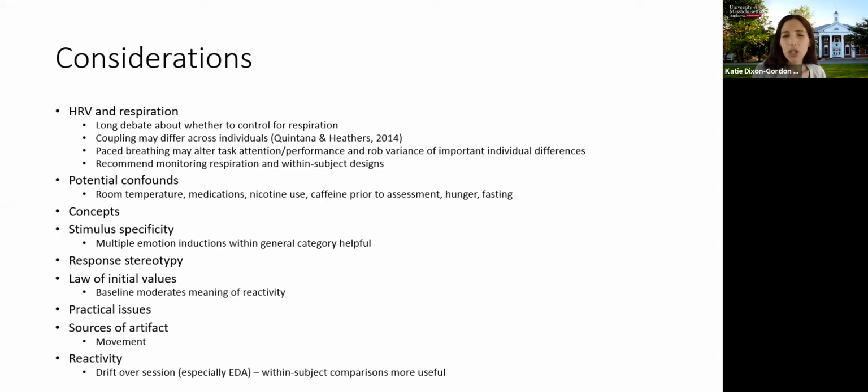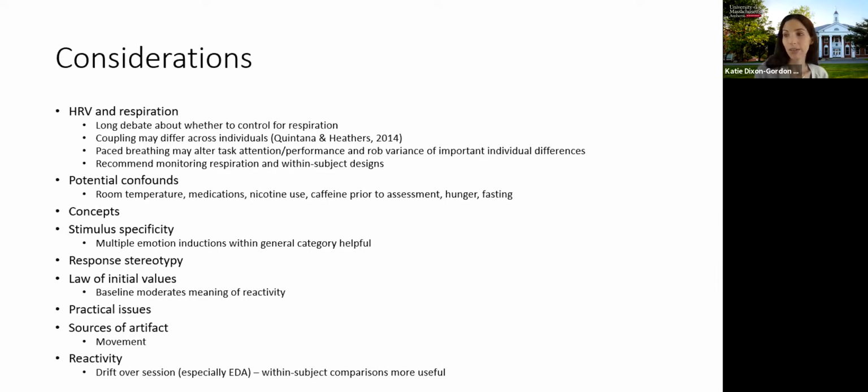Some of the more nuanced questions, I alluded to this much earlier, is looking at HRV and respiration. There's been a long debate as to whether we should be controlling for respiration. I will say, I usually measure respiration and examine it and look at correlations. I've actually never found that respiration is strongly correlated with HRV in my samples. So it's useful, I think, to monitor it, to consider what your protocol or your decision making is going to be about whether or not to control for it.